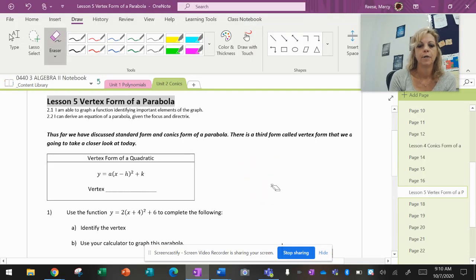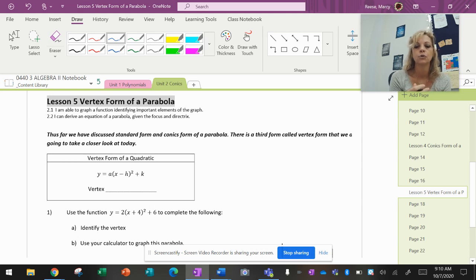Hello, ladies and gentlemen. We have lesson 5, vertex form of a parabola today. Okay, so just to add to the twist of more formulas, we have another one we've got to go over. And I mentioned this the first or the second day that we did it, our second lesson, where we started talking about directrix and focus and all that.